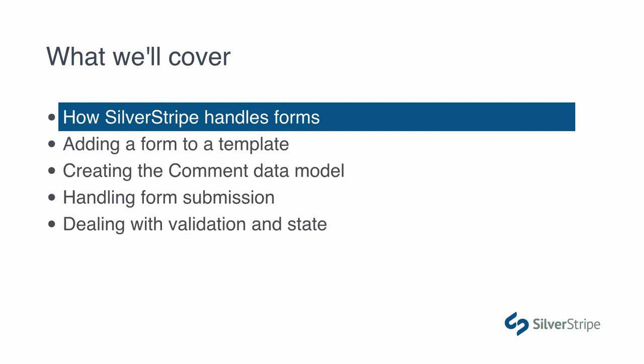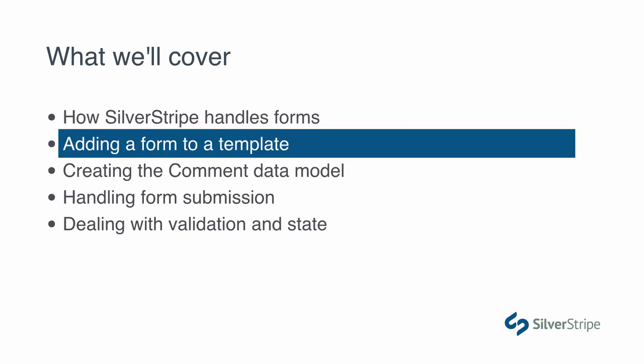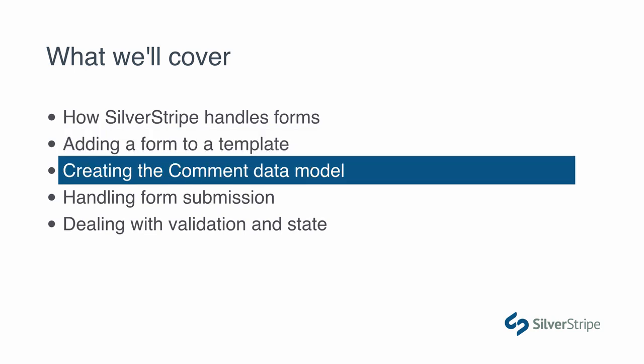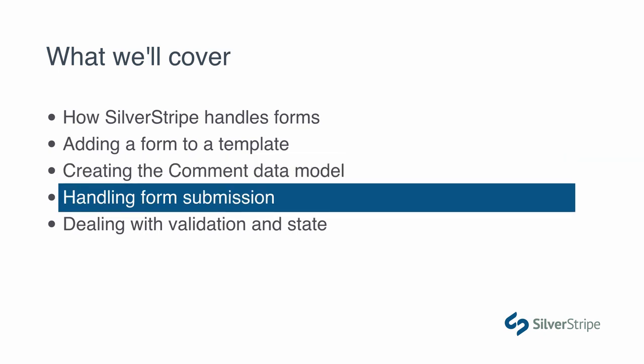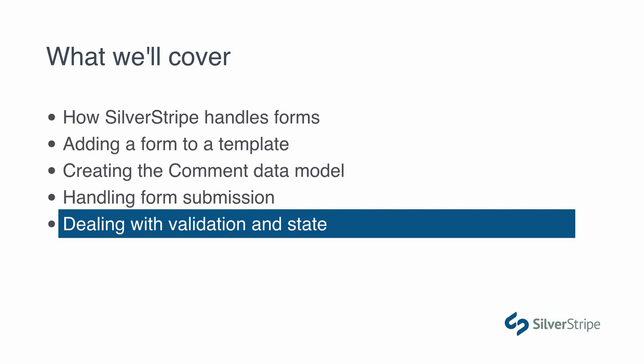First, we'll talk about how Silverstripe handles forms. Then we'll add a form to a template. And then we will create a comment object that the form will work with. We'll move on to handling the form submission. And lastly, we'll do some validation.